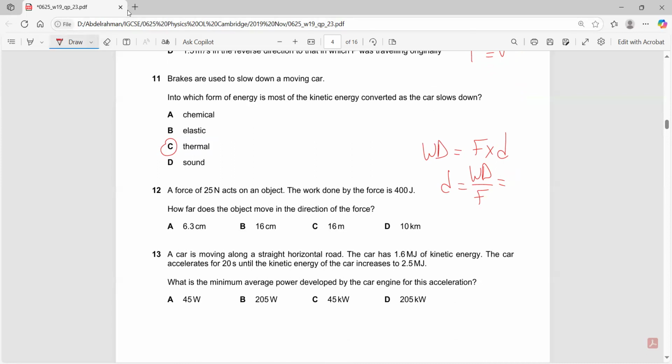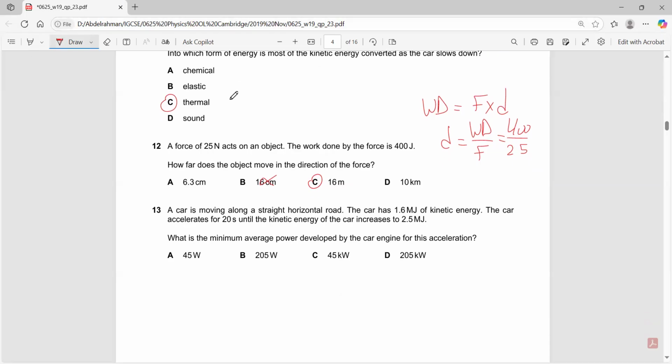400 joules. Somehow I keep on forgetting joules. 400 joules divided by 25 newtons. Yes, this would be 16 meters, not centimeters. Please do not make this fatal mistake. 16 meters.